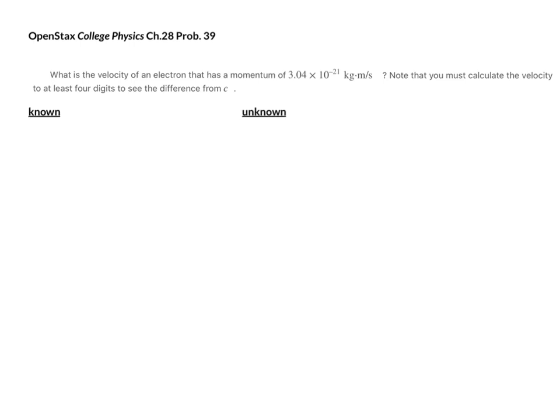So let's first write down our knowns and unknowns. We are given the momentum of an electron, so p is 3.04 times 10 to the negative 21 kilogram meter per second. And we are looking for the velocity of the electron, so we want v. Now the problem doesn't tell us this, but we can find the mass of the electron in a table somewhere. So the mass of the electron is 9.11 times 10 to the negative 31 kilograms.